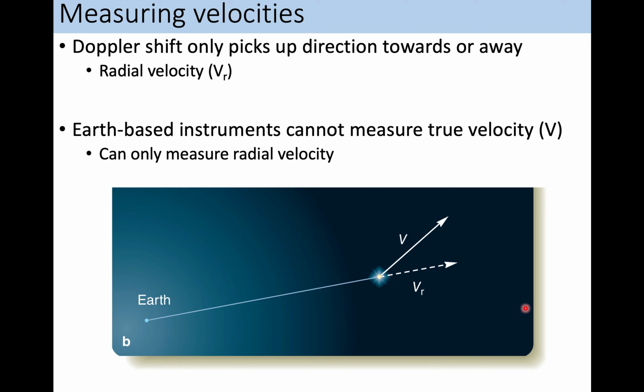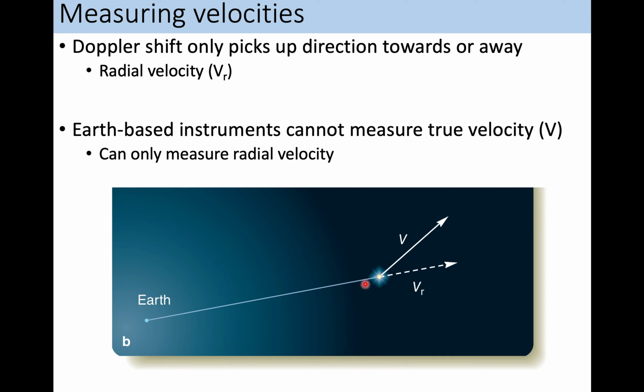It tells us a lot, but it doesn't tell us everything. It's important to remember that with this Doppler effect, the blue shift and the red shift, we are only measuring the direction in line with Earth. So either towards or away from Earth. This is called the radial velocity. We're measuring how things move relative to Earth, either towards or away. We are not measuring the true velocity of an object. We can only measure the radial velocity because we are on Earth.